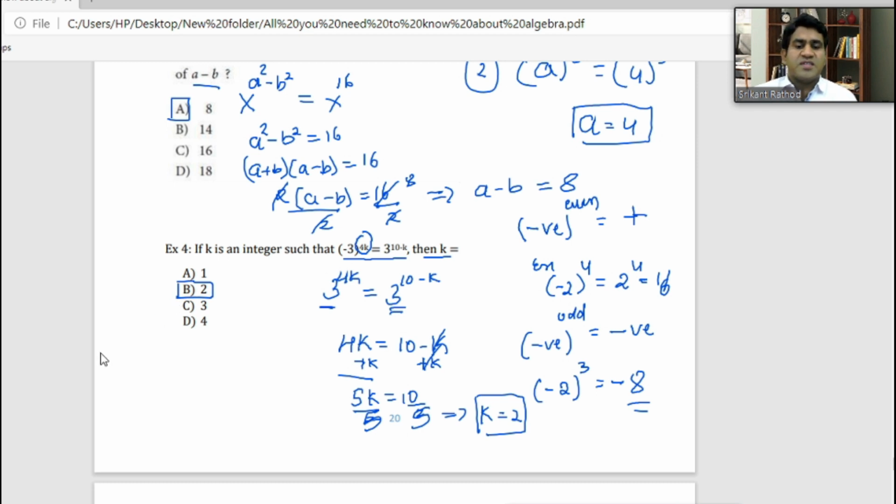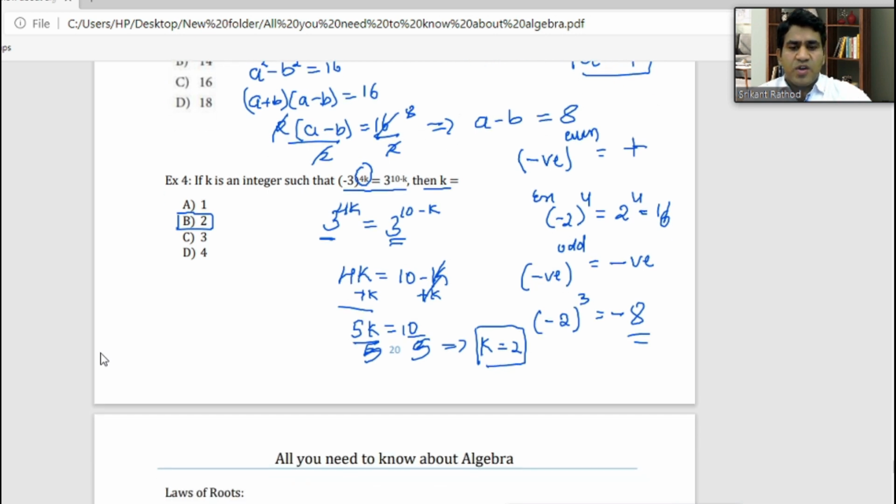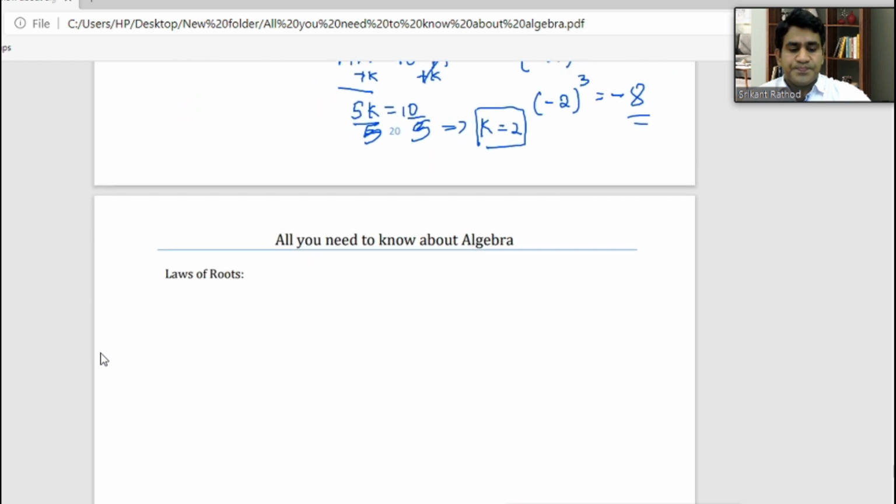All right, so these are just simple examples which I have included. As I told you before as well, once I complete discussing all the theoretical part of the entire concept that you require for the competitive exams, I will start solving questions related to the topics. So let's move to the next topic for today, that is roots.